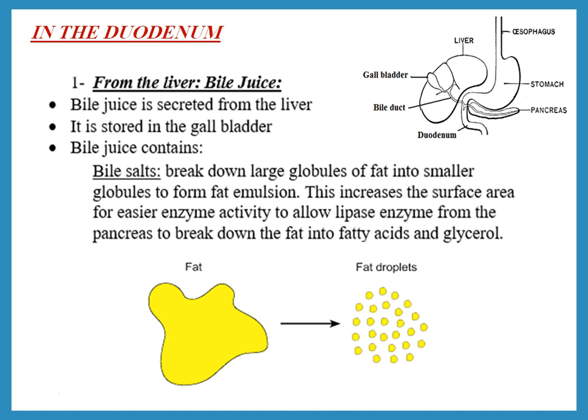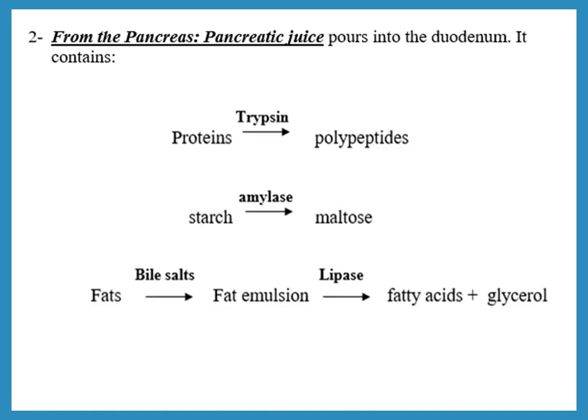Now, which enzyme breaks it up? It's lipase enzyme, and the lipase enzyme comes from the pancreas. You have to remember, lipase is the enzyme that breaks down fat. It comes from the pancreas, and it breaks down the fat into fatty acids and glycerol. Again, we said the pancreas will secrete a juice into the duodenum.